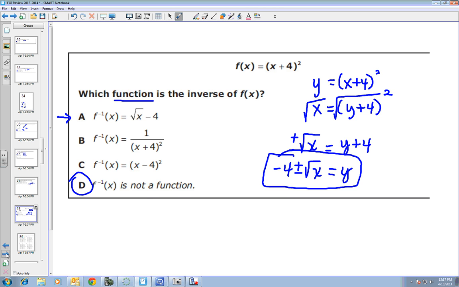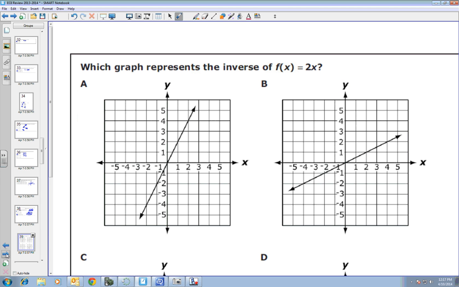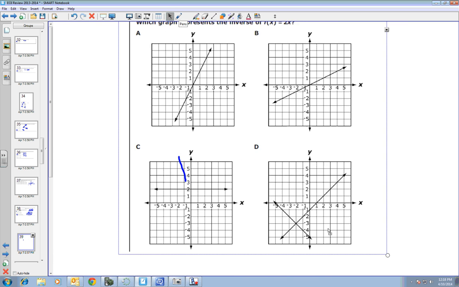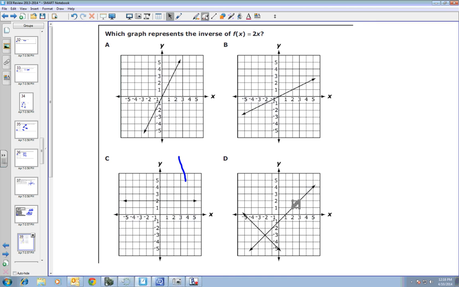Okay, next one. Which graph represents the inverse of f of x equals 2x? So the first thing I want you to do is find the inverse. Okay, so find the inverse. I have y equals 2x. So now when I find the inverse, I switch my x's and y's. So when I solve for y, y is x over 2. That's my inverse.